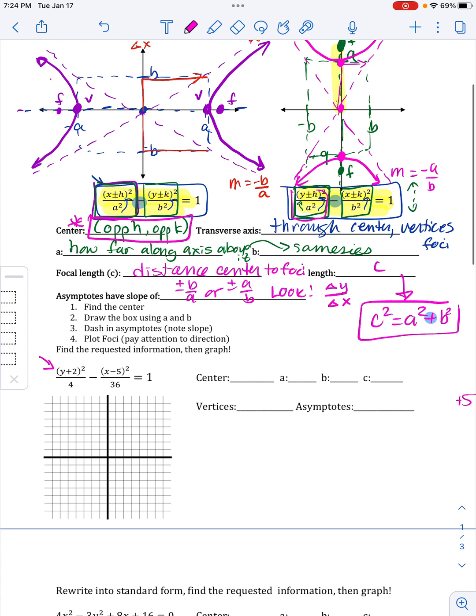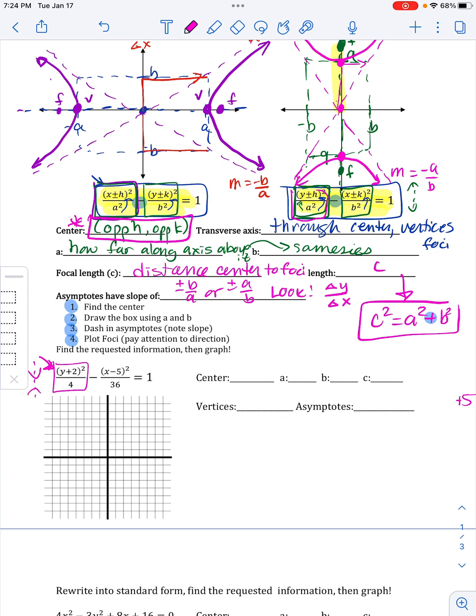So like this first example, this is just kind of a checklist. Find the center, draw the box, figure out the asymptotes, plot your foci, and then graph that in. So let's go ahead and start. Paying attention to the fact that this has y first, I already am thinking my transverse axis is going to go up and down, and my hyperbola is going to open up and down.